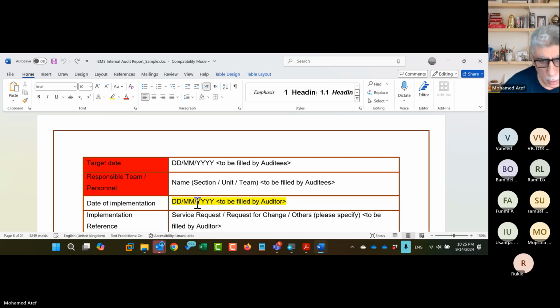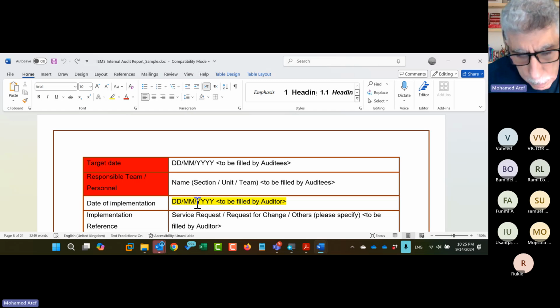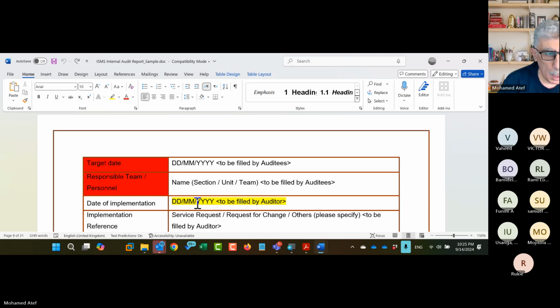Clear? So you are not just responsible for conducting the audit, you are also responsible for following up on the closure.